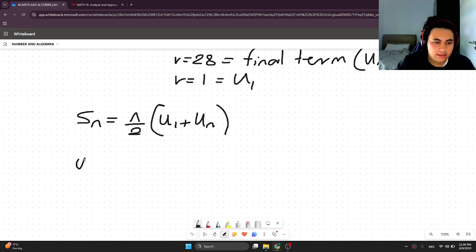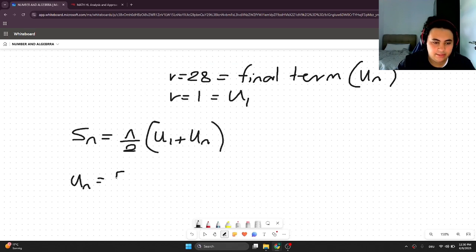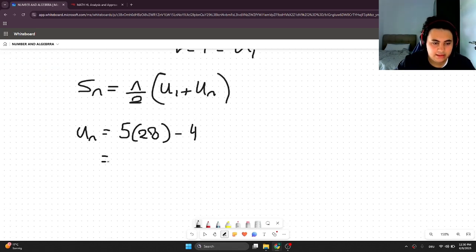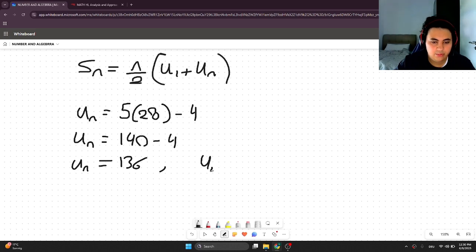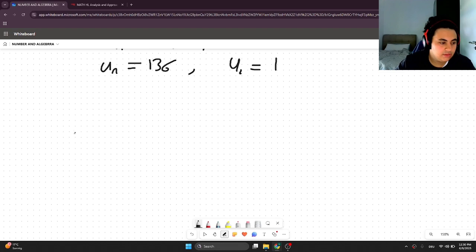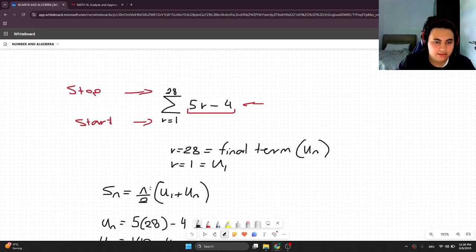So what is un? Un is equal to 5 times 28 minus 4. So 5 times 28 is 140, and 140 minus 4 is 136. So un is equal to 136, and u1 is equal to 1. So using that information, let's plug it into our formula. So we have S28, because it's in total 28 terms.